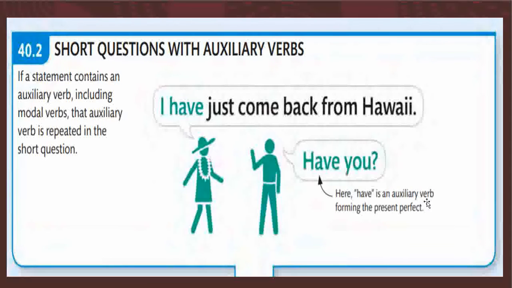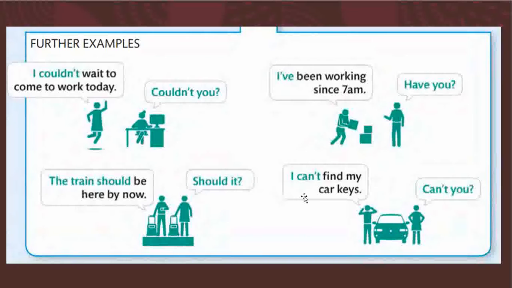Here, have is an auxiliary verb forming the present perfect. If you don't understand present perfect, all you need to remember is that take have from the sentence and say it back or pose it back to the person who is in front of you. The person who's in front of you will be you. That means you will be using you for the pronoun. So have you, and that is the question, and it is constructed.